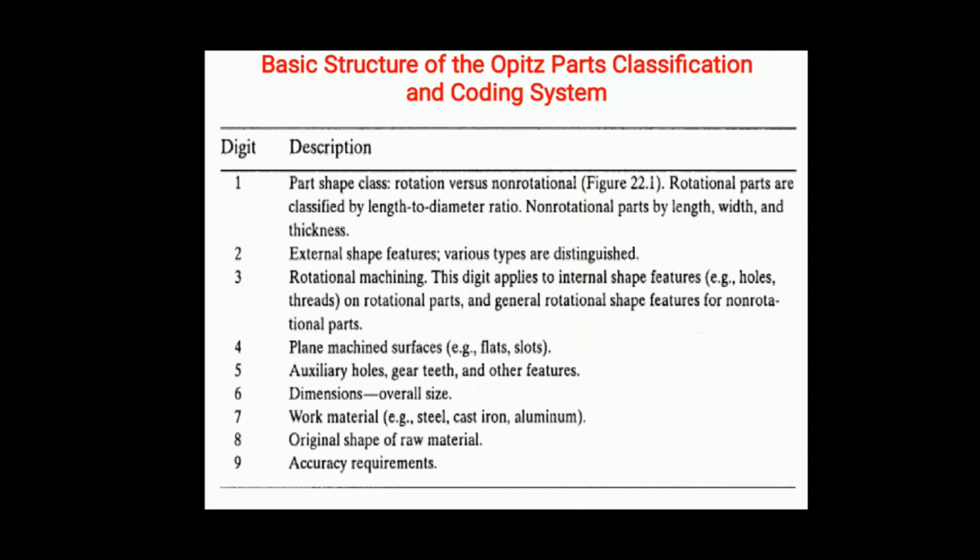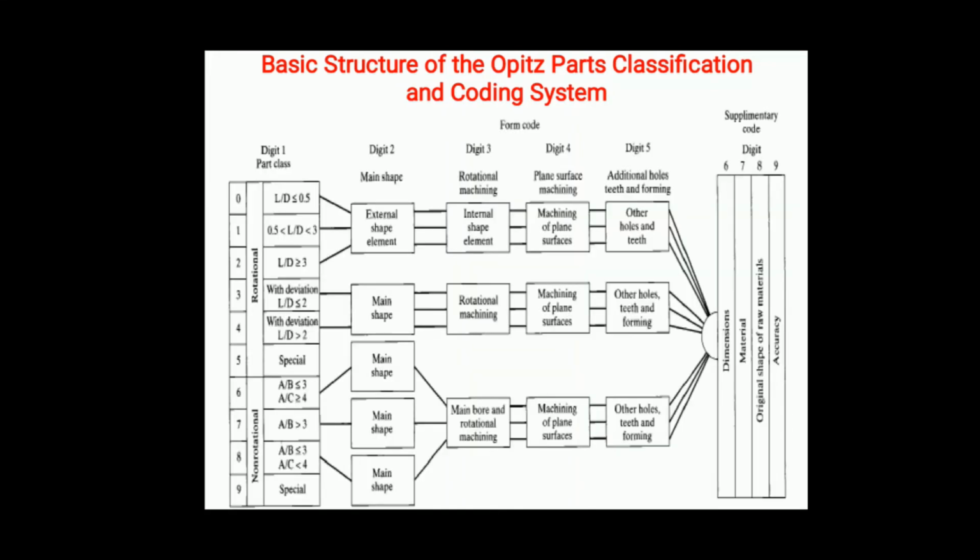and the third one is machining, the fourth one is surfaces. Like this, the digits indicate the particular operation for that number. So this is the OPTIS system structure for classification and codification. This is one example you can see here. This is also a second flow chart of the coding system.